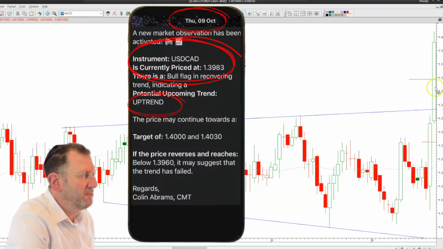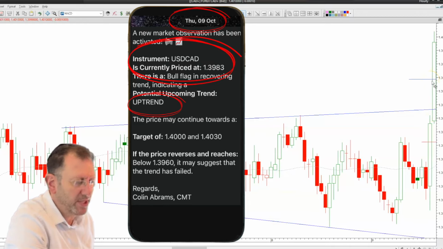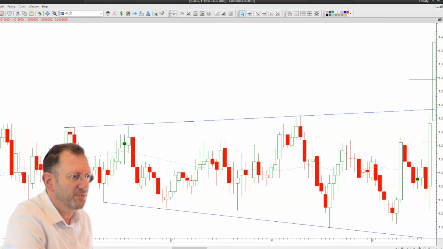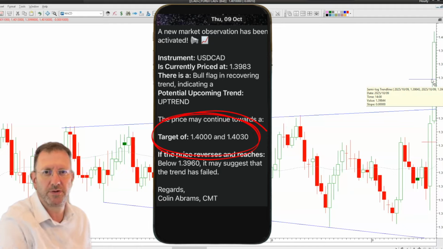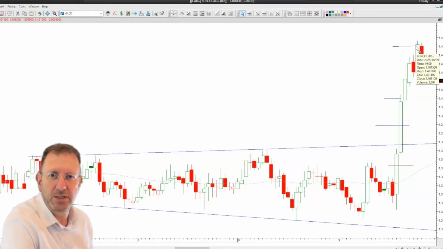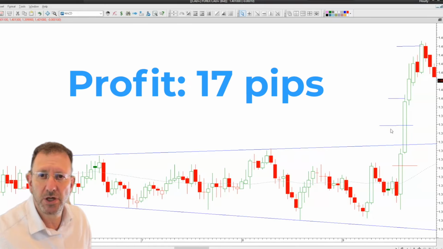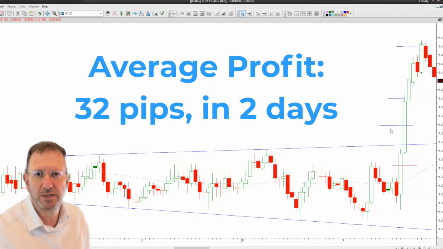We had a buy signal here on the 9th of October at 1.3983 as the price broke out of a large broadening formation. First target was 1.4000 and the second target was 1.4030. The first target was hit later that day. The next target was hit a few days later. The first target achieved 17 pips and the second target 47 pips. So overall, it was an average of 32 pips profit, which just took a couple of days.